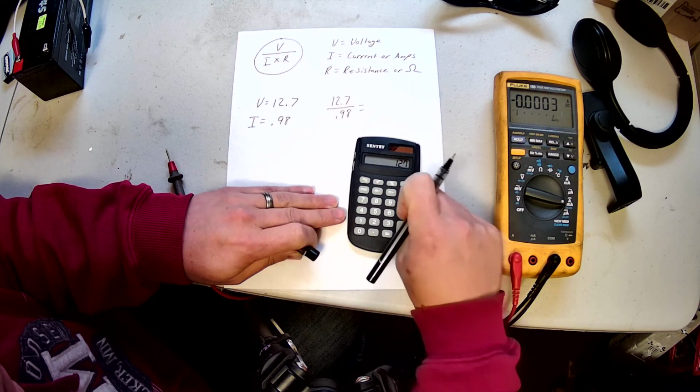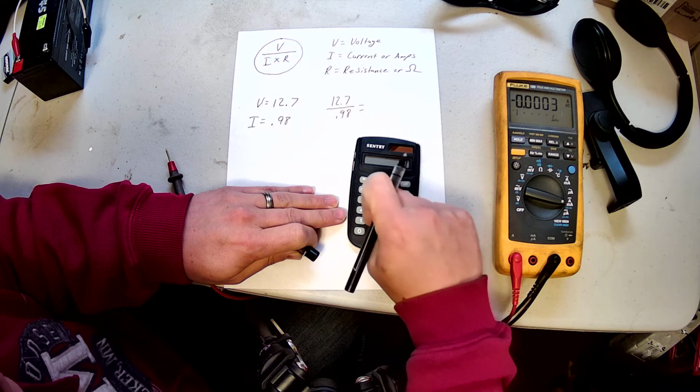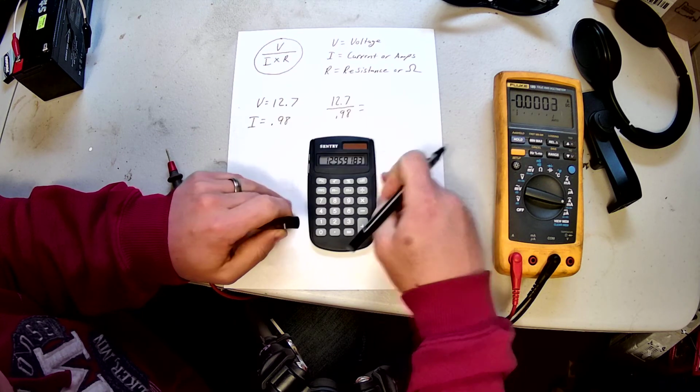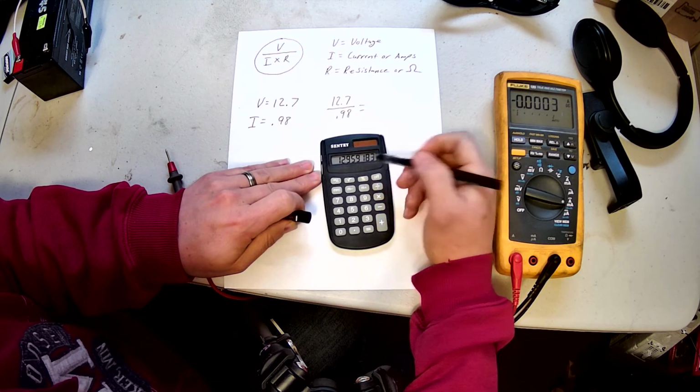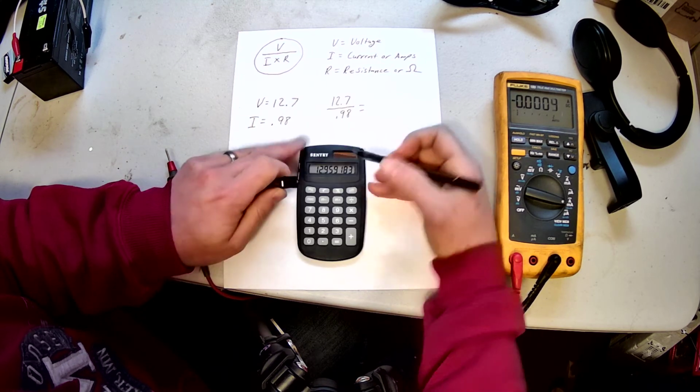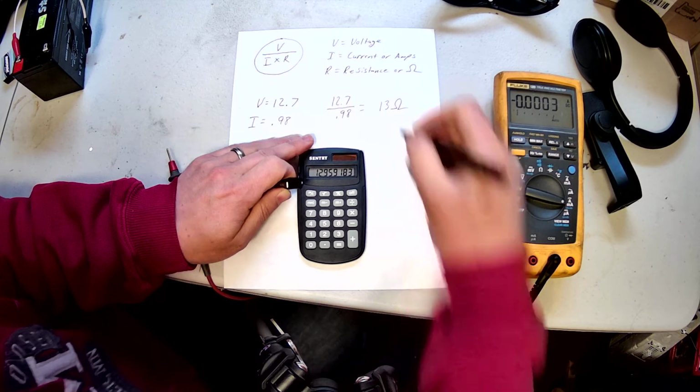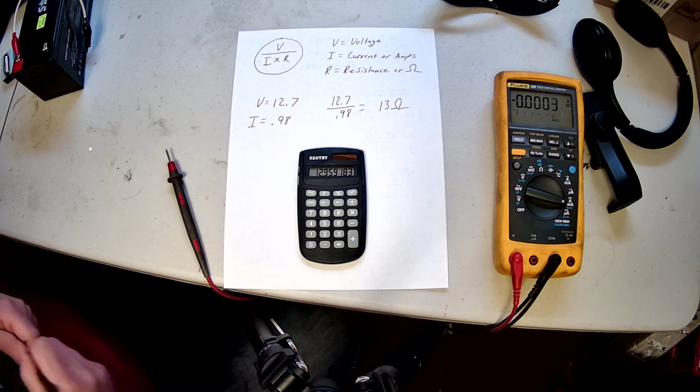12.7 divided by 0.98 equals, okay, so we're getting 12.95. Okay, I'm going to round this up to 13. So this light bulb setup has a resistance of 13 ohms.